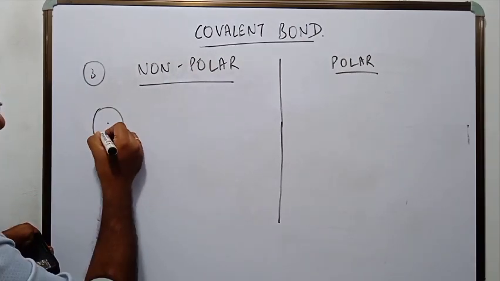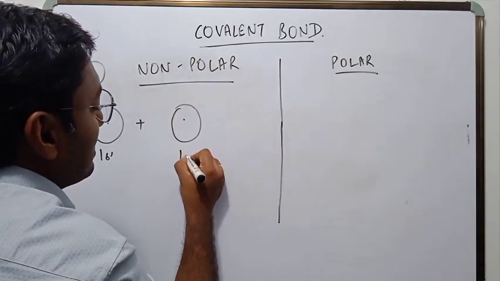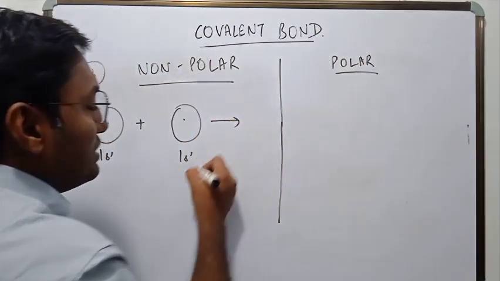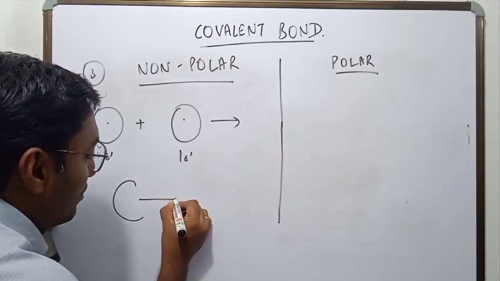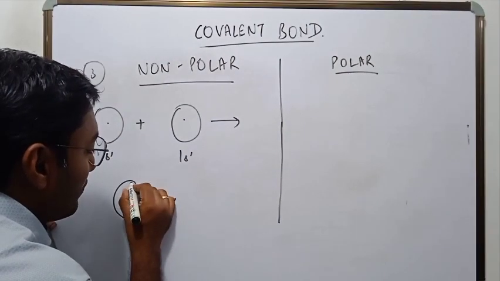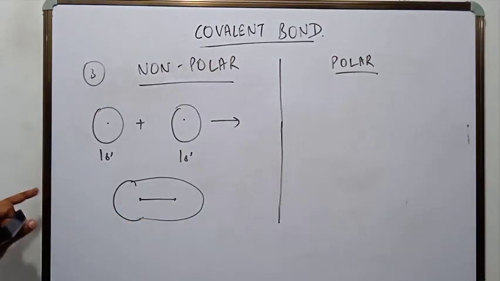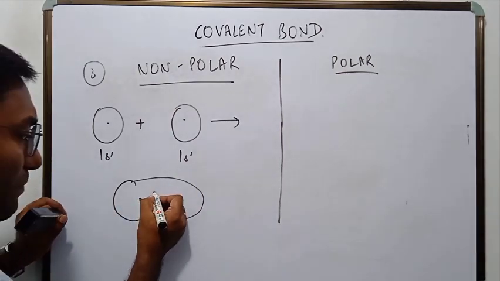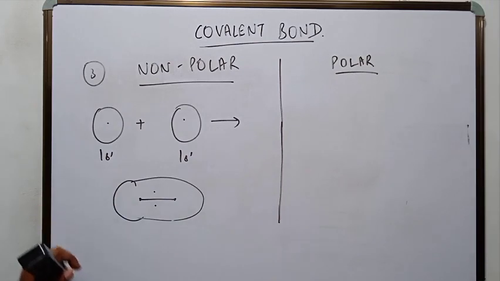This is a hydrogen atom. Identical atoms of the same electronegativity come close to each other. They go for mutual sharing of electrons. The shared pair of electrons is equally shared between the two atoms.